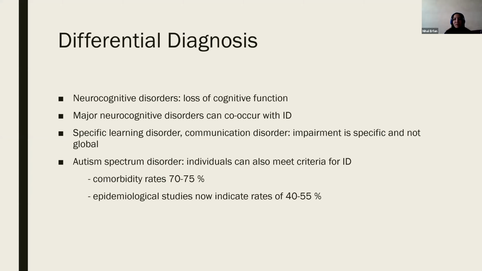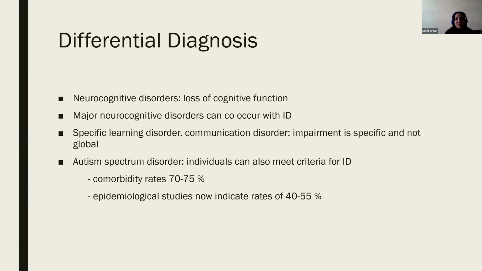There are people with specific learning or communication disorders, and here the impairment, again, is very specific. Somebody who has a speech and language delay may look like they're intellectually disabled because of their language problem. However, it's very isolated to their language. They're able to function, and their activities of daily living are completely normal.